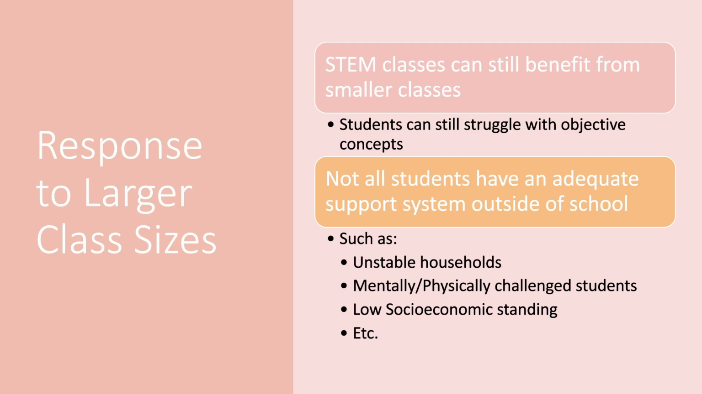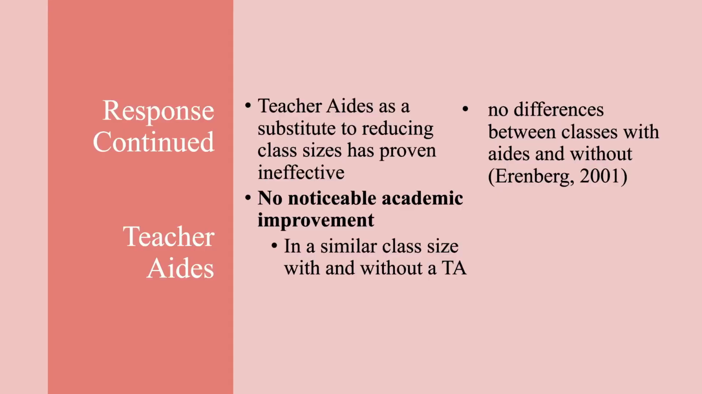Some examples of students who might benefit more from smaller class sizes are those who have to deal with unstable households, mental and physical illness, and low socioeconomic status. Other responses to previous points are that TAs are not an effective measure to help a classroom with too many students. There was no increase in academic performance in large classes that had TAs compared to those of the same size that did not have TAs.